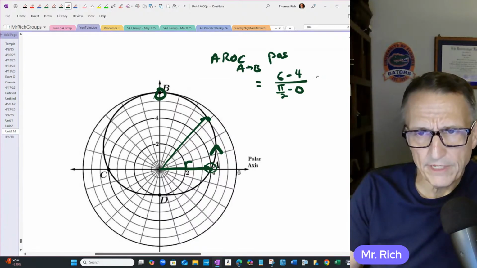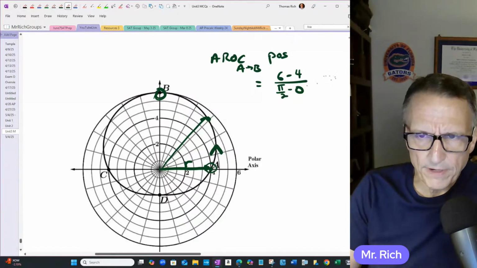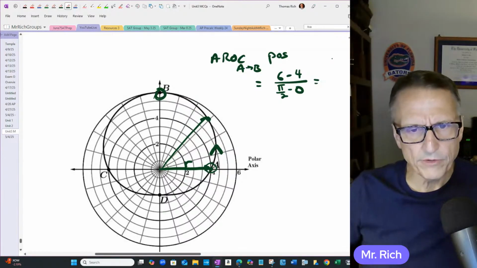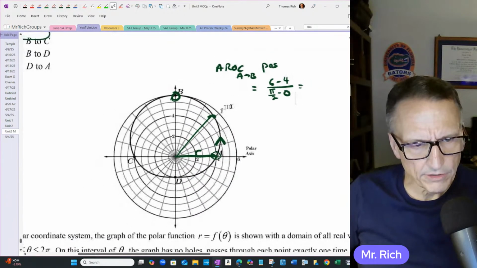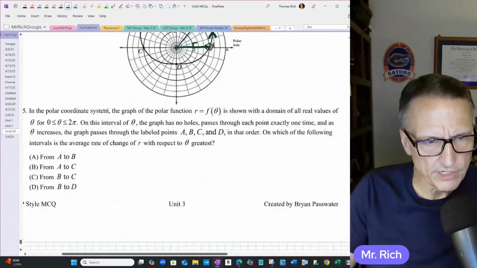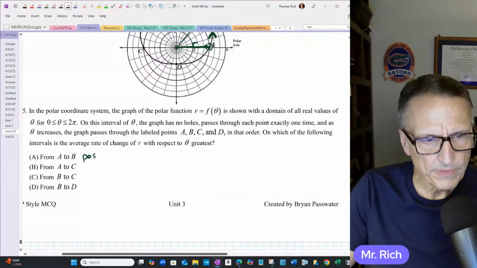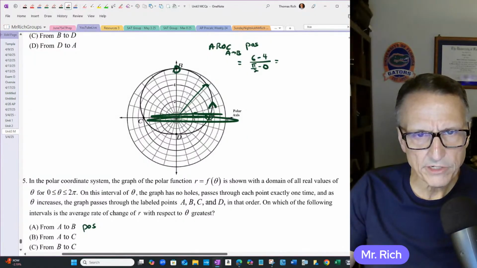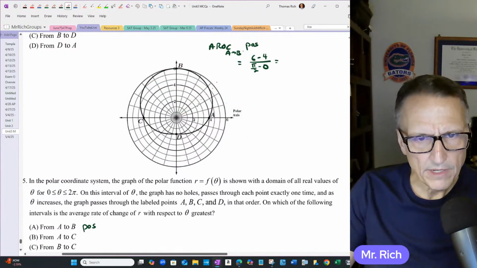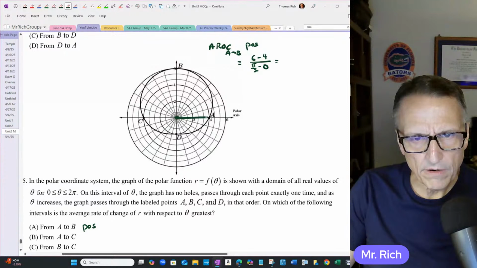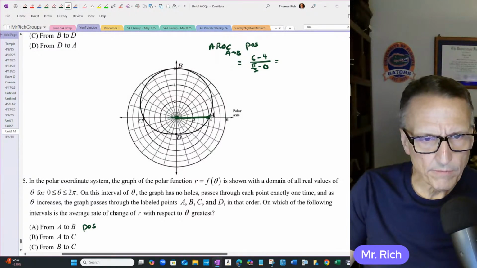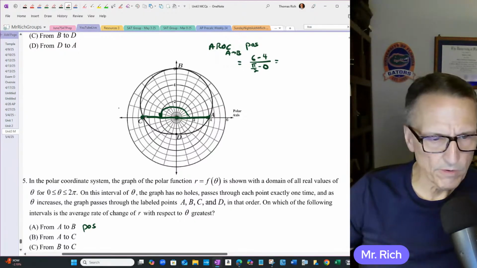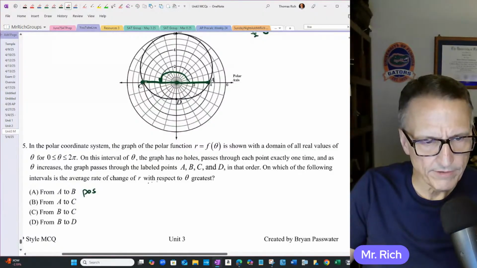And so that would obviously be a positive average rate of change, but I'm not going to really bother calculating it, and here's why. All I have concluded right there is that the average rate of change is going to be a positive value. If you take a look at from A to C, that is going to be an average rate of change of 0, because here the r is 4, but over here, after you've rotated from 0 to 2 pi, the r is also going to be 4. So that's going to have a 0 average rate of change.